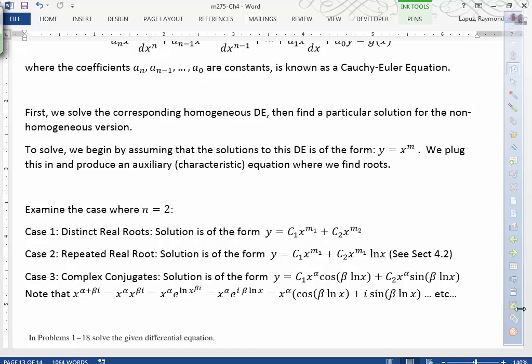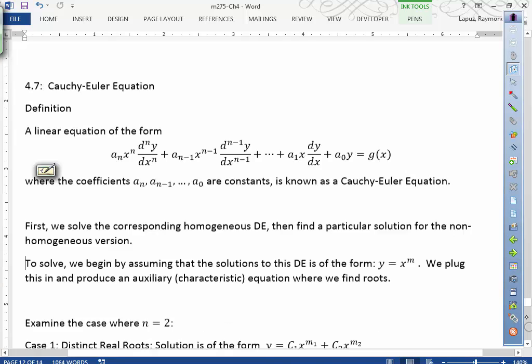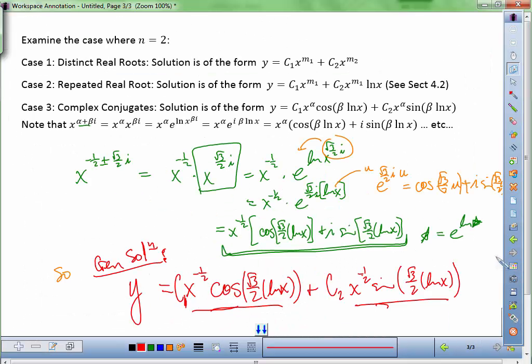All right. Now that we have a solution to the homogeneous equation, we have to find a solution to the particular equation. So let's continue on with our example. Let me rewrite our example again: x squared y double prime plus 2xy prime plus y equals g of x.